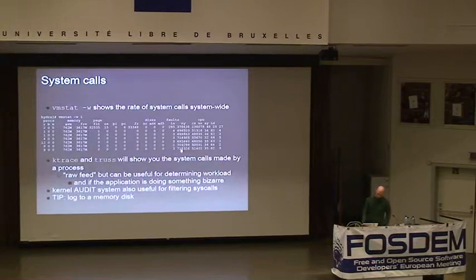And the first line is an overall average since the system booted, and then subsequent lines are instantaneous values over the previous second. And this shows us that this workload was performing 700,000 syscalls per second. And even on a large SMP system, this is a lot of syscalls. So in this case, if you saw this, this should raise a red flag and point to a problem.